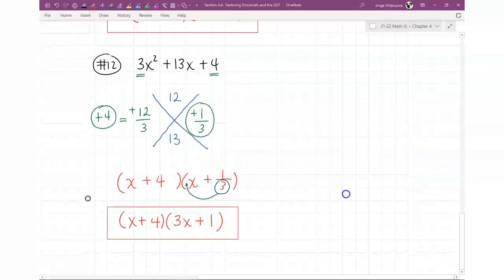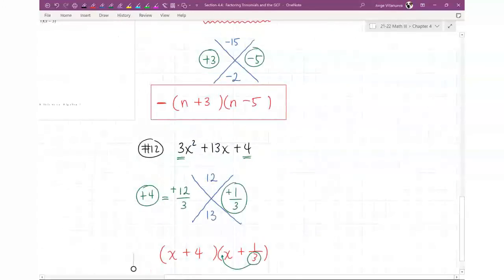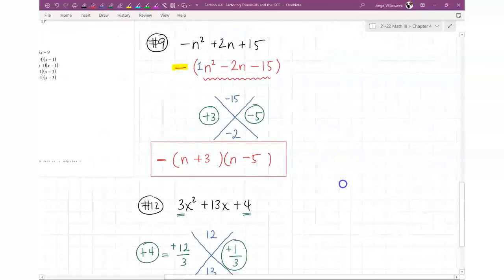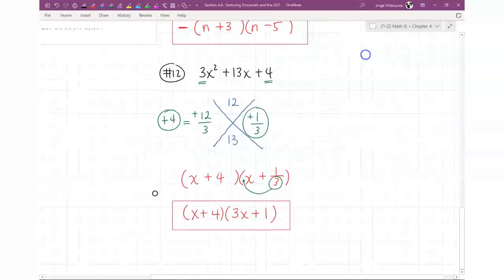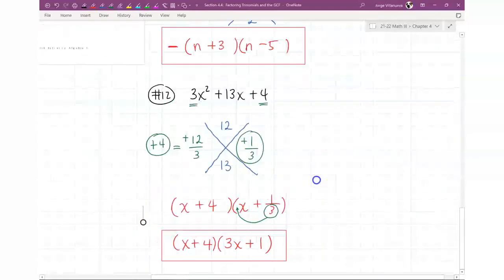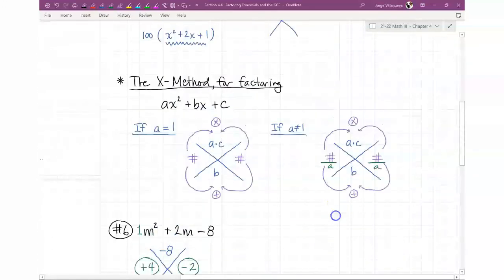Sorry? Sure. Do you want to see the previous problem or? I want to see the example, the A times C. Oh, okay. Let me move back up here.